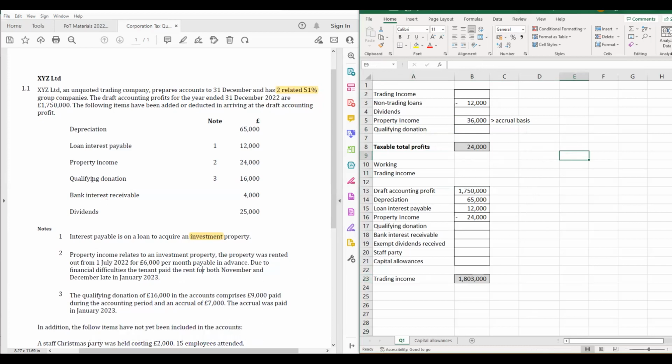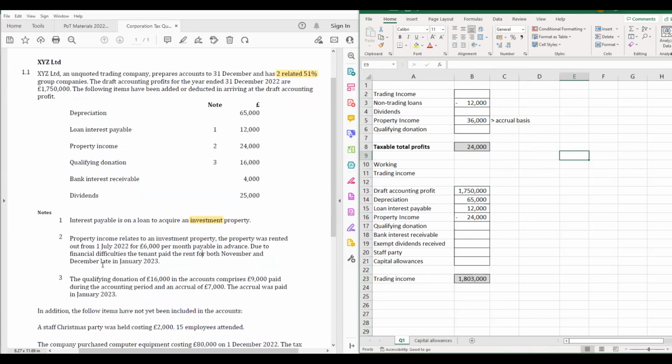So the next one we've got is qualifying donation of £16,000. So again, we've got a note linking back to this. So the qualifying donation of £16,000 in the accounts comprises £9,000 paid during the accounting period and an accrual of £7,000. The accrual was paid in January 2023.